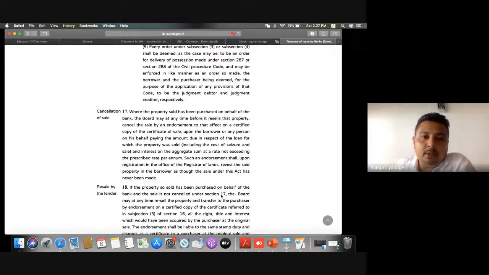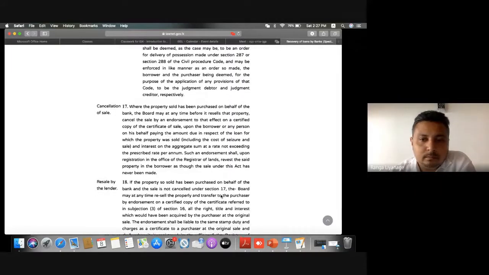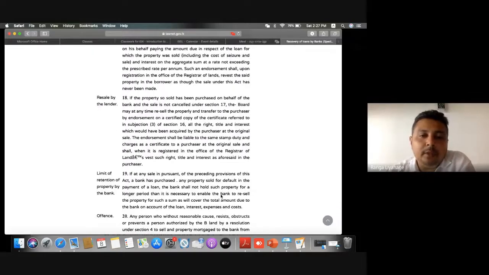Upon the borrower or any other person on his behalf paying the amount due in respect of the loan for which the property was seized and sold, the sale may be cancelled. So there also the borrower or any person can come and pay the money and get the land. That's also fine, right? Resale by the lender. If the property so sold has been purchased on behalf of the bank and the sale is not cancelled under section 17, the board may at any time resell the property and transfer to the purchaser by endorsement on a certified copy of the certificate referred to in subsection 3. Right?